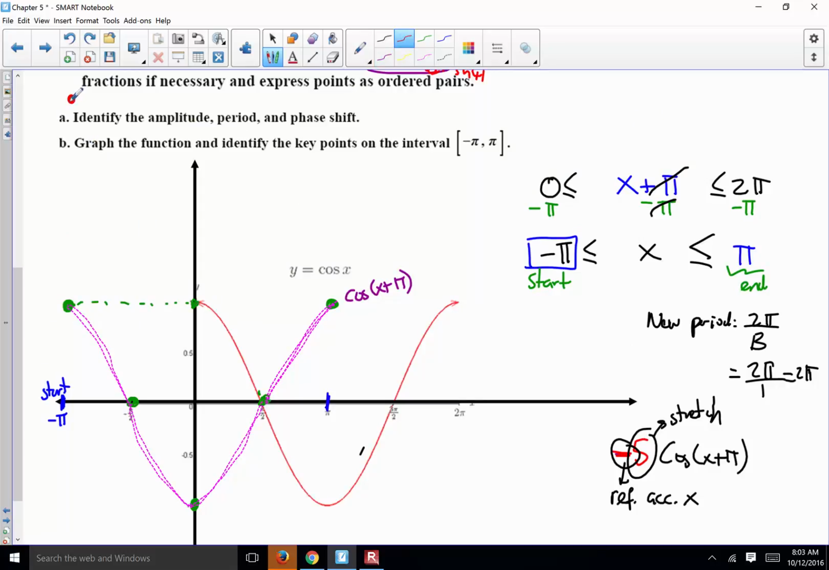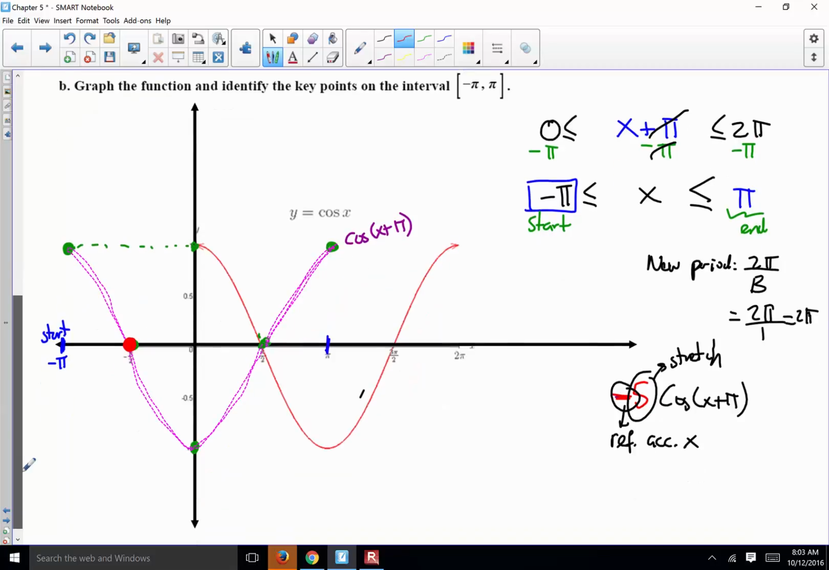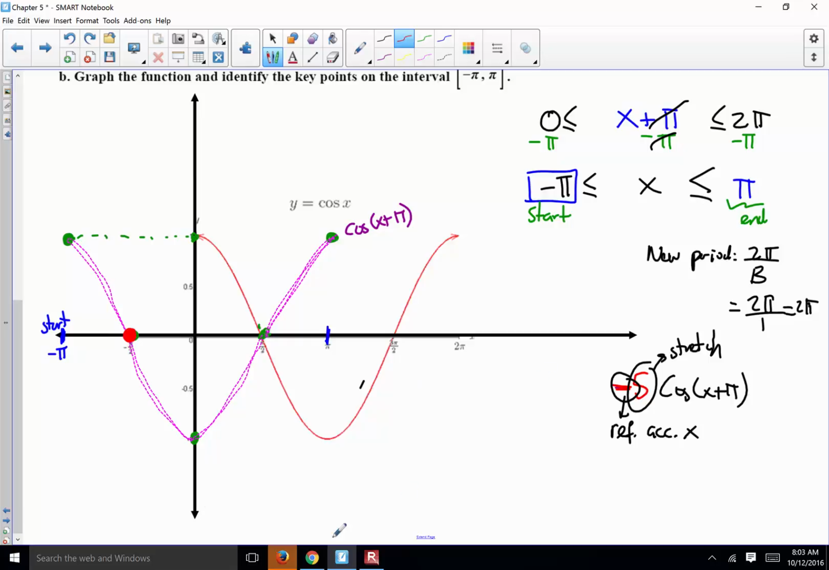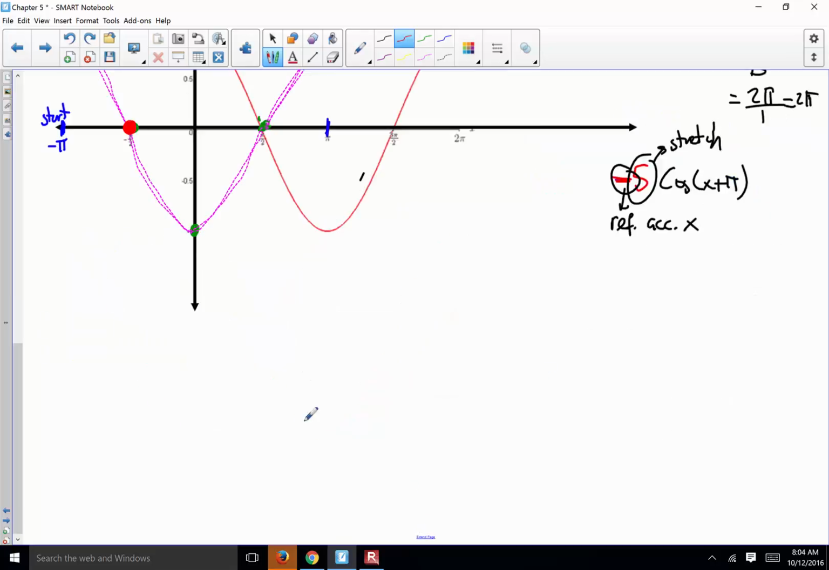I can't go too high, so I will put it here. This is my reflection, 5 times. This is not going to change. Any point on the x-axis stays on the x-axis because the y value is 0. When you multiply the y value 0 by 5, it's still 0. This point is gonna go 5 steps down.